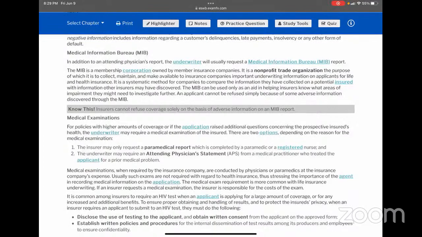So what happens if they do find out some adverse information, they end up wanting medical records. This is why we ask people to answer the application truthfully to the best of their ability, because it's going to come out. Right? It's going to come out. And they be thinking that the insurance companies can't see that stuff, and they actually can.